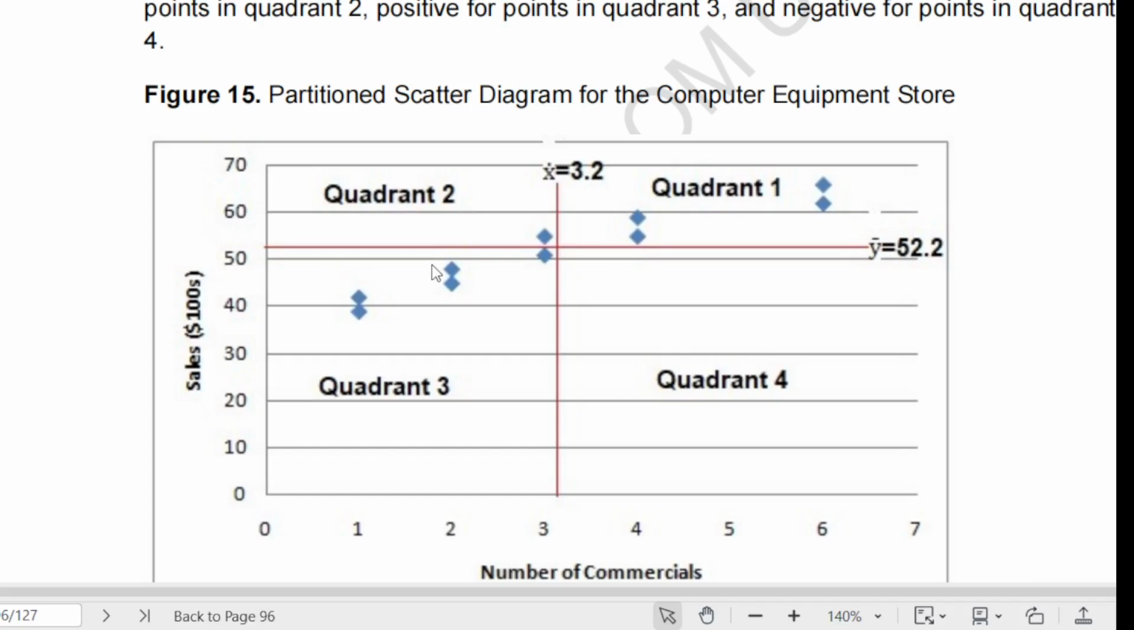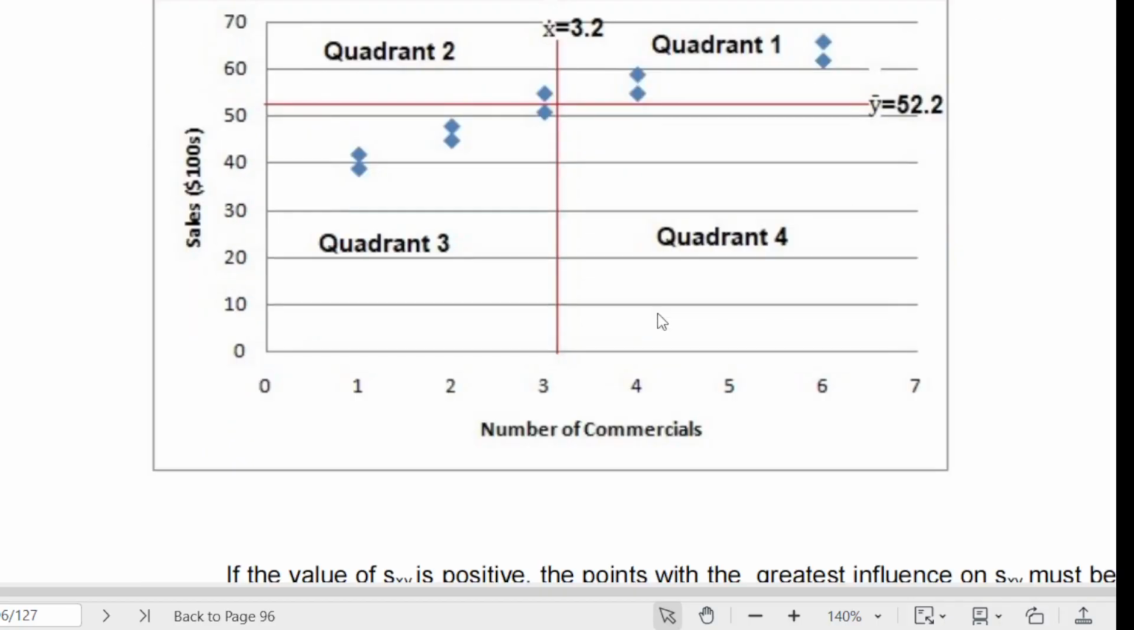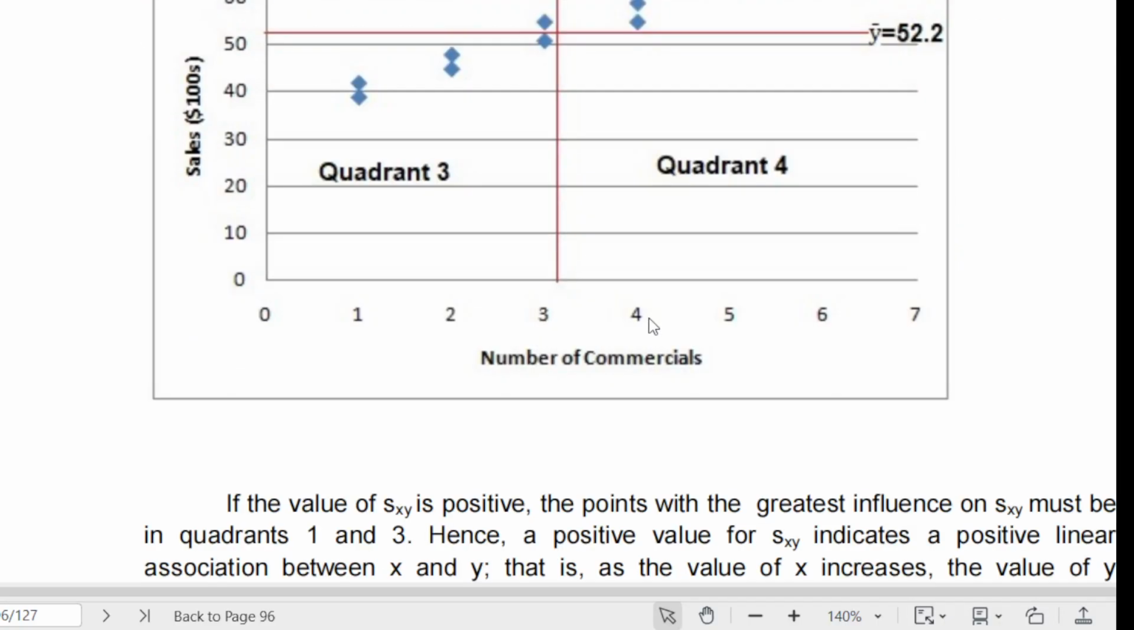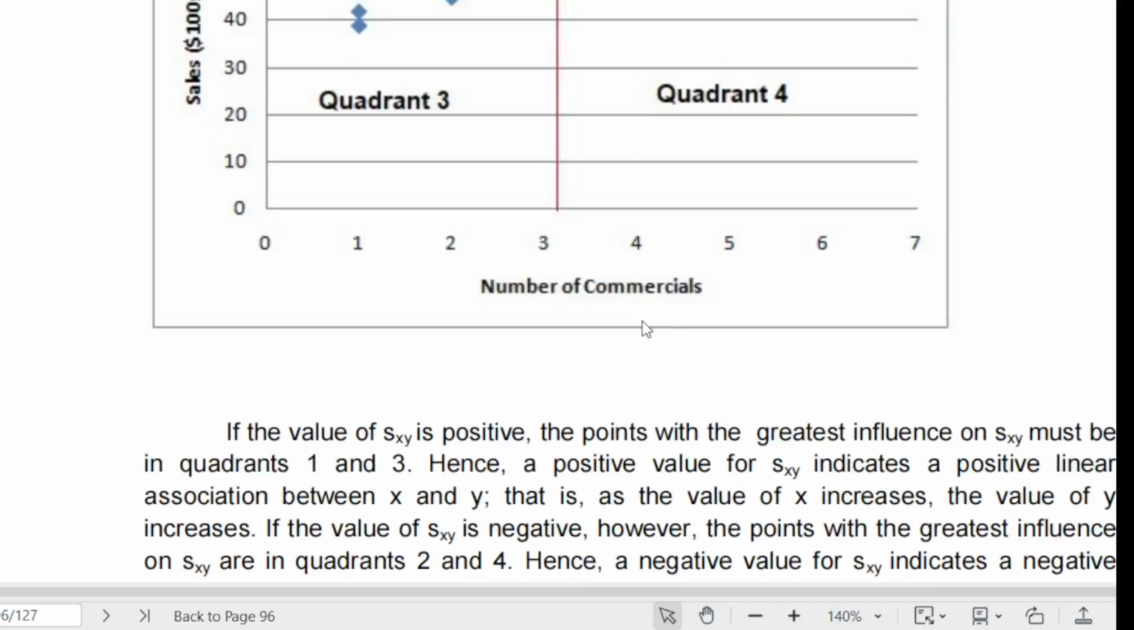Thus the value of xi minus x mean times yi minus y mean must be positive for points in quadrant 1, negative for points in quadrant 2, positive for points in quadrant 3, and negative for points in quadrant 4. So this is now our diagram, guys. If the value of sxy is positive, the points with the greatest influence on sxy must be in quadrants 1 and 3. As you can see here, these are the points in quadrant 3 and quadrant 1.